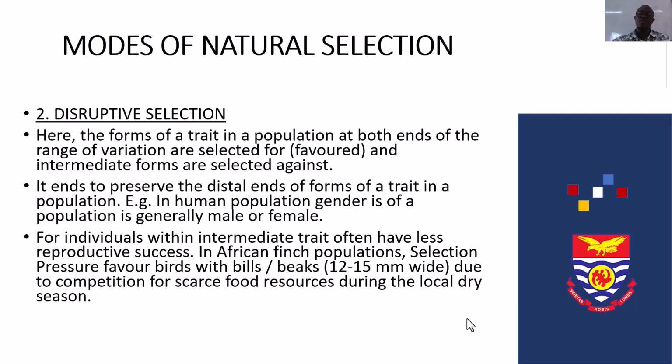In an African finch population, selection pressure favors birds with bills or beaks that are 12 to 15 millimeters wide, due to competition for scarce food resources during the local dry season.